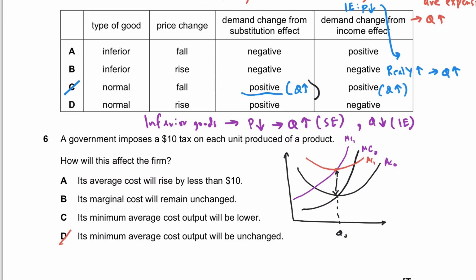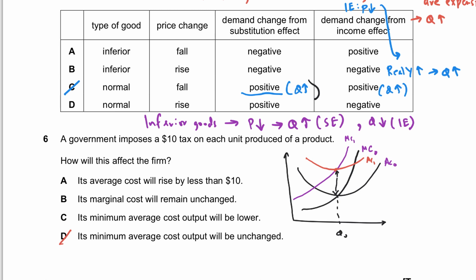Number 6, it says a government imposes a $10 tax on each unit produced of a product. How will this affect the firm? Well, in this case, I've made this diagram on the right. You can see that if this was the average cost before, now there's a $10 rise in average cost. Similarly, marginal cost will go up by $10 too. But the quantity that is being produced isn't really changing. So how will this affect firms? The quantity won't change. The average cost has gone up by $10 and the marginal cost has gone up by $10.